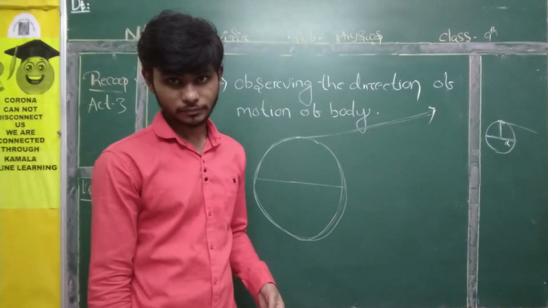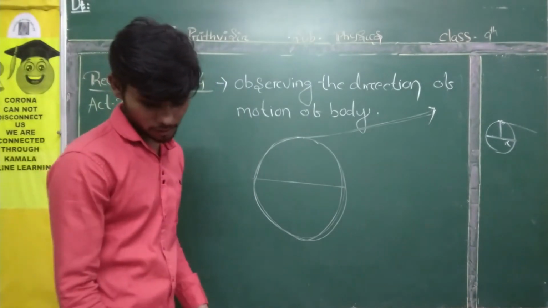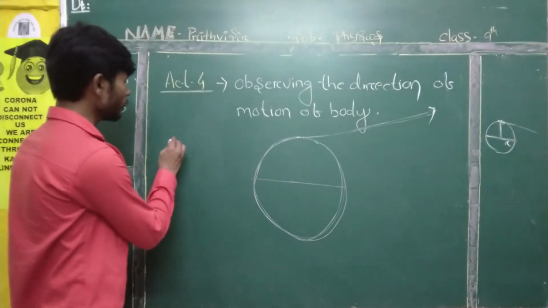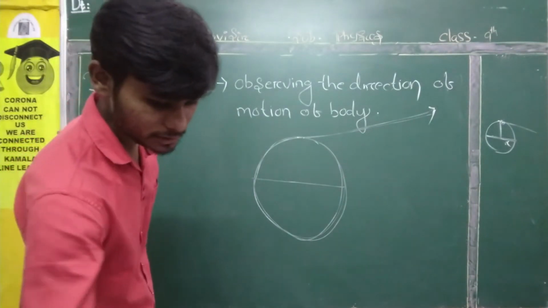Next. The SI unit of velocity is meter per second. Yes? What is the formula for velocity, students?